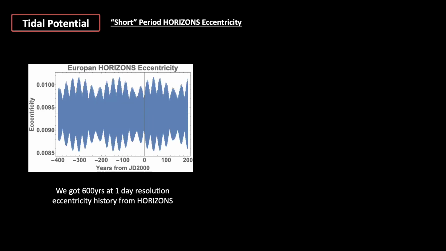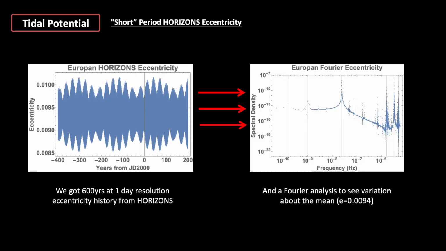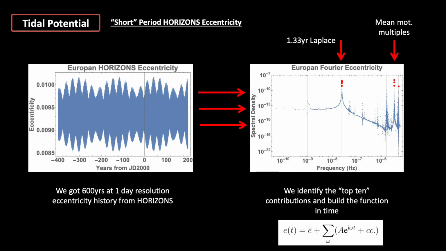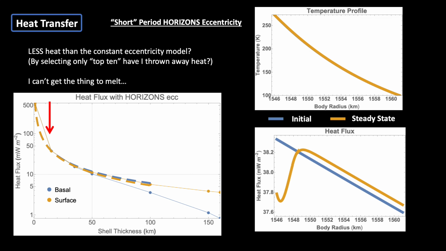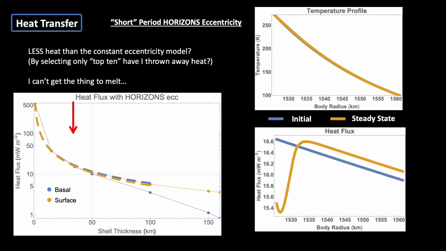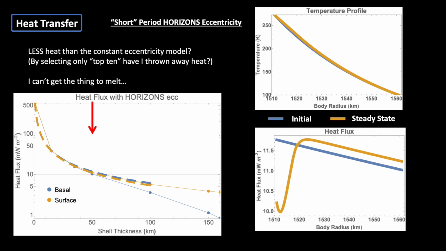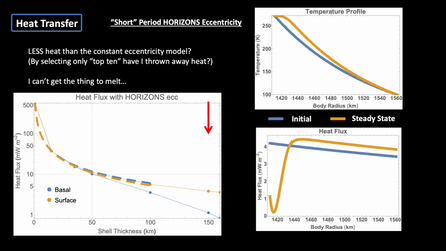So I did some stuff with Horizons as well, and I took the thing, I did a Fourier series on it, I pulled it at 1-day resolution, picked the top 10 pieces, looked at the tide, and then fed it into my model, and I messed something up. I'm getting way less heat out of this thing, so maybe I coded it wrong, or maybe I chopped out all the spectral power by only picking the top 10, but whatever I did, something's wrong. So just ignore the Horizons stuff, I guess.